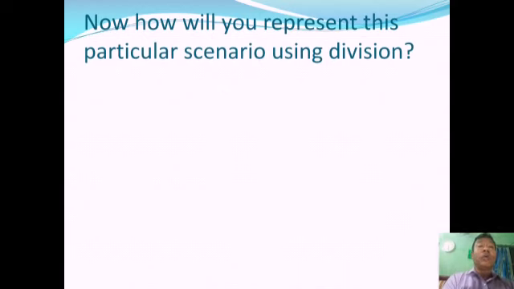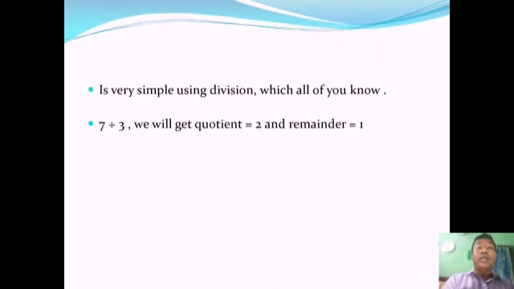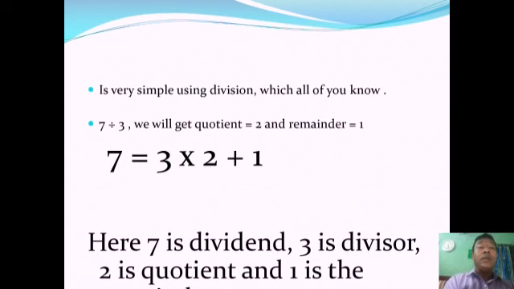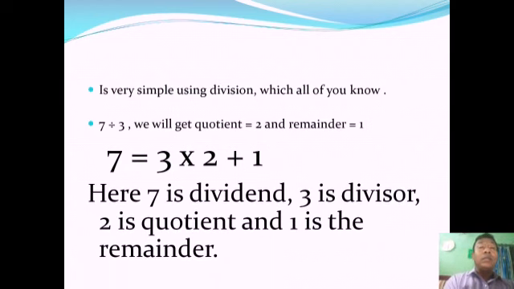Now, how will you represent this particular scenario in terms of division? It's very simple using division, which all of you know. That is 7 divided by 3. We will get a quotient equal to 2 and remainder equal to 1. That is 7 equal to 3 into 2 plus 1. Here, the 7 is called the dividend, 3 is the divisor, 2 is the quotient, and 1 is the remainder.